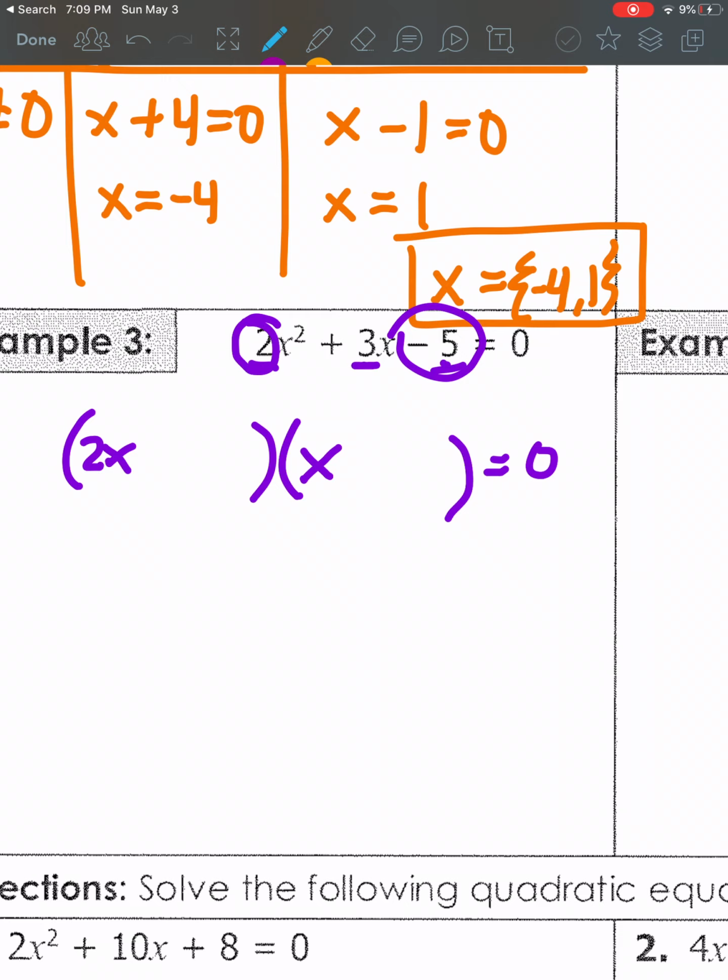So in this case, we have to find out what multiplies to negative 5, but then adds to positive 3. Now, the c value is also prime. We only have options of 5 and 1.